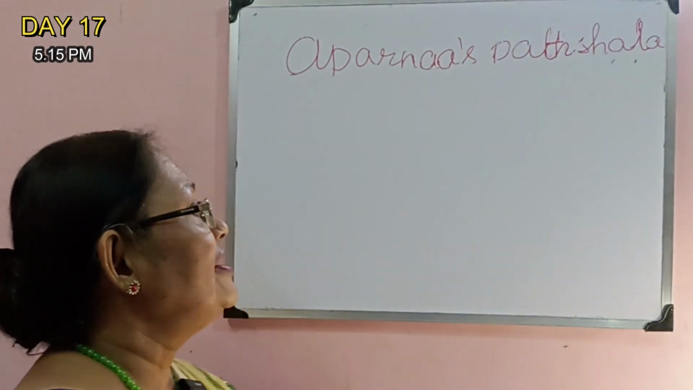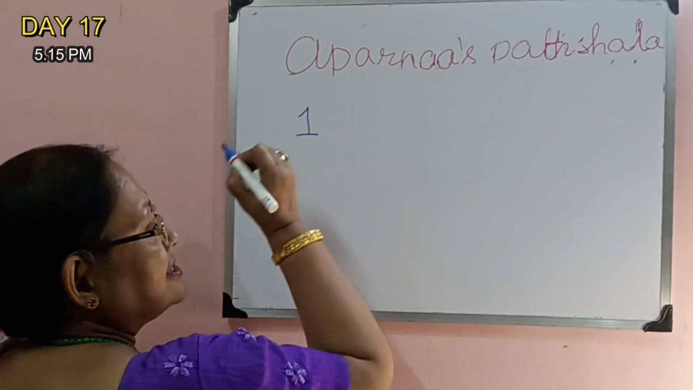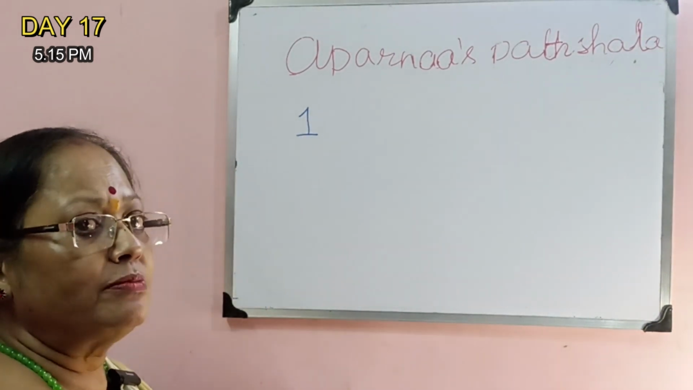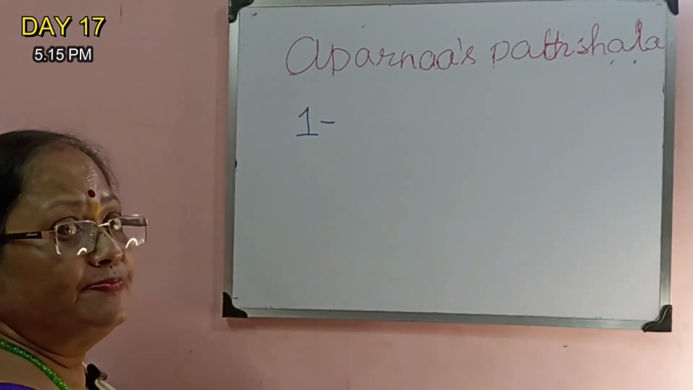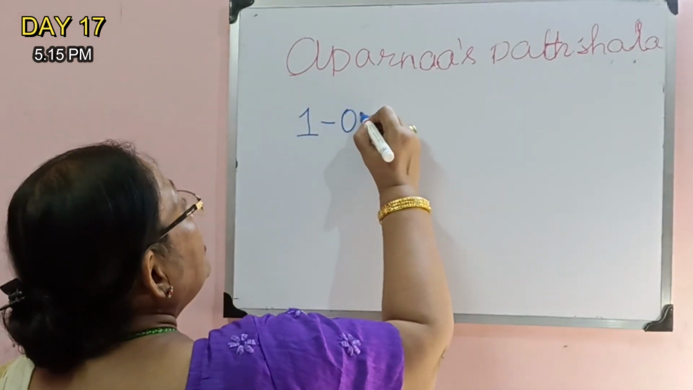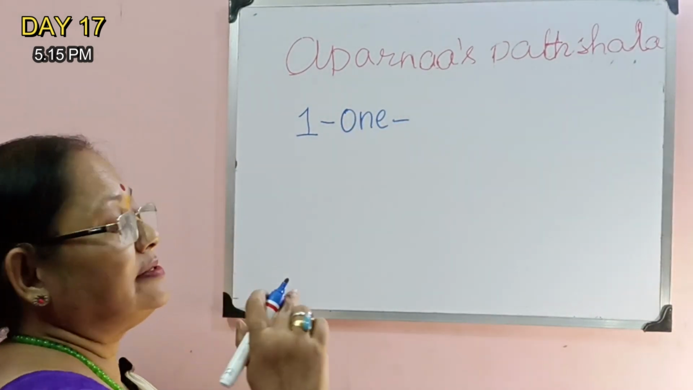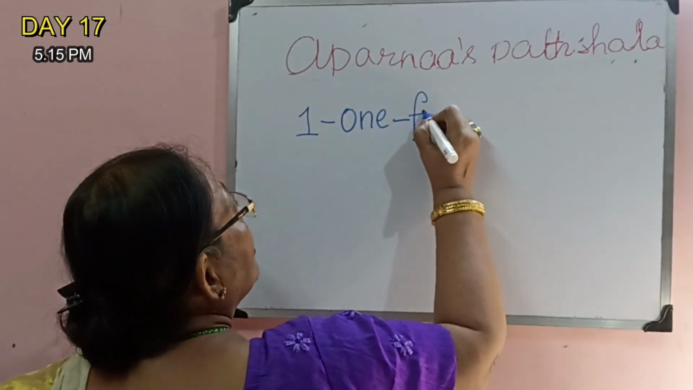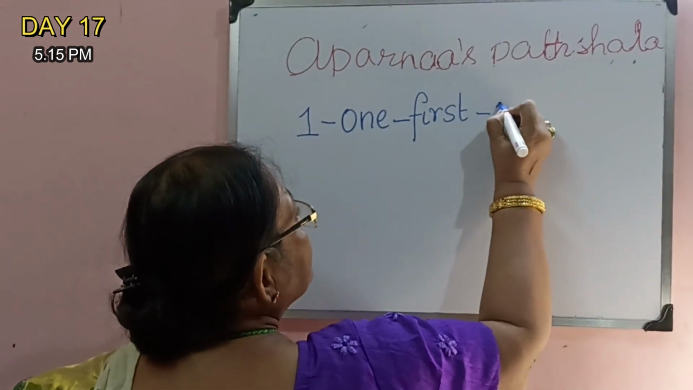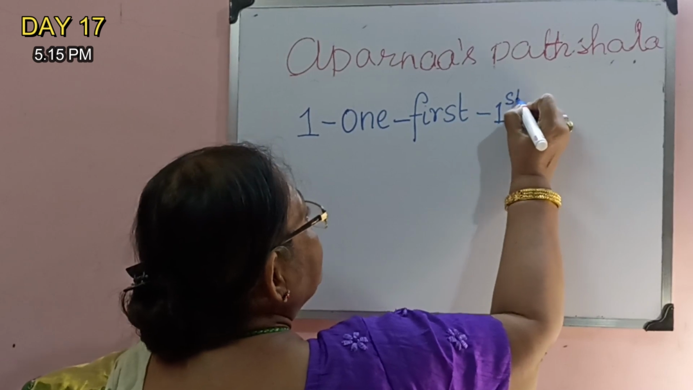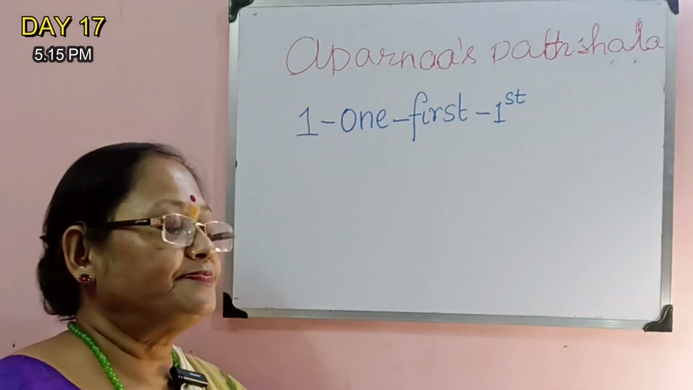Let's start with 1. We write 1 like this. We have learned up to 100. We write 1. So what is the spelling of 1? O-N-E, 1. 1 means first. F-I-R-S-T, first. Then you write 1 and on top you write S-T, first.